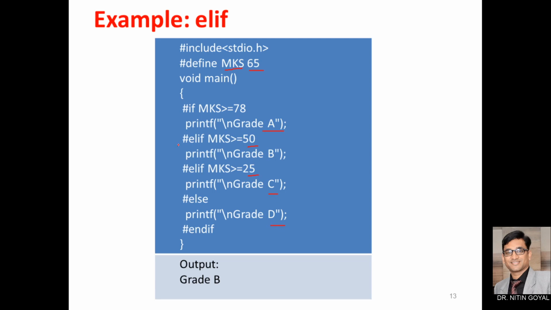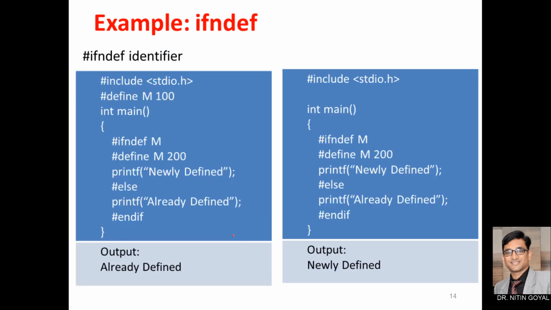So we have used here else if, and else if in this is designated by elif, which means else if. So if we have defined the value as 65, then it will come into the category of grade B, because 65 is greater than or equal to 50 but less than 78. So the output is grade B. Here is the use of elif, and in this case also you have to use endif.